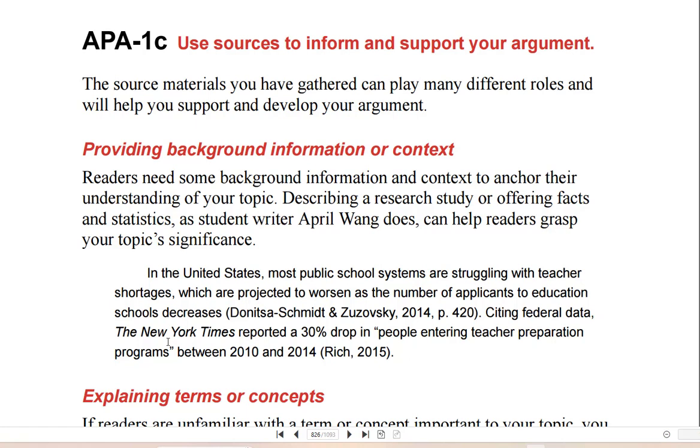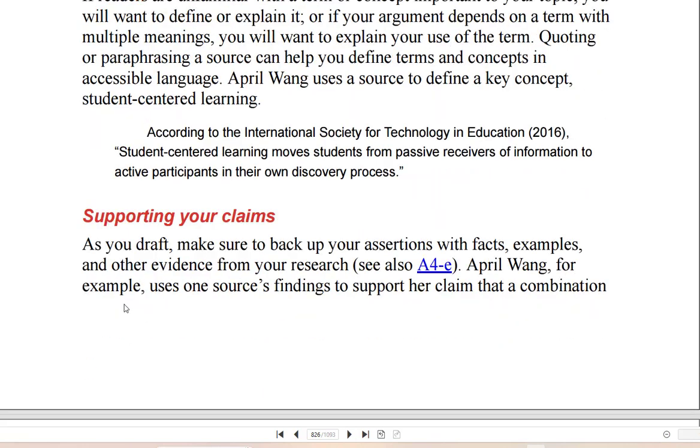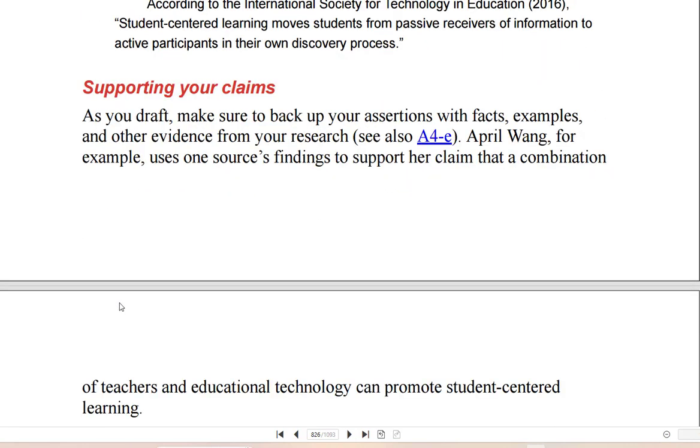Readers need background information to anchor their understanding of your topic. If readers are unfamiliar with a term or concept important to your topic, you need to define and explain it. Or if your argument depends on a term with multiple meanings, you need to explain that term. As you write your rough draft, make sure you back up your assertions with facts, examples, and other evidence from your research.